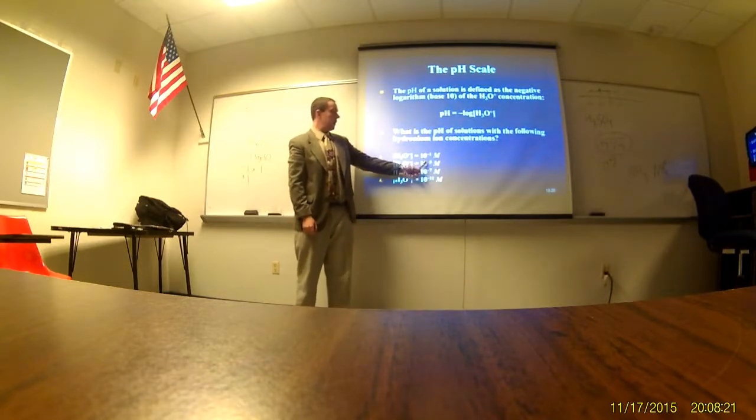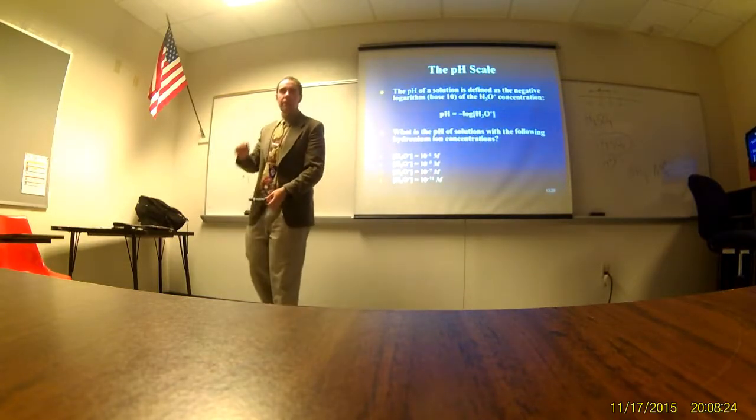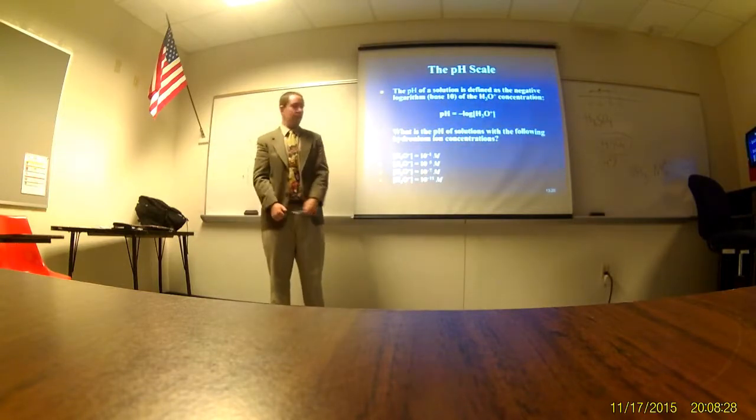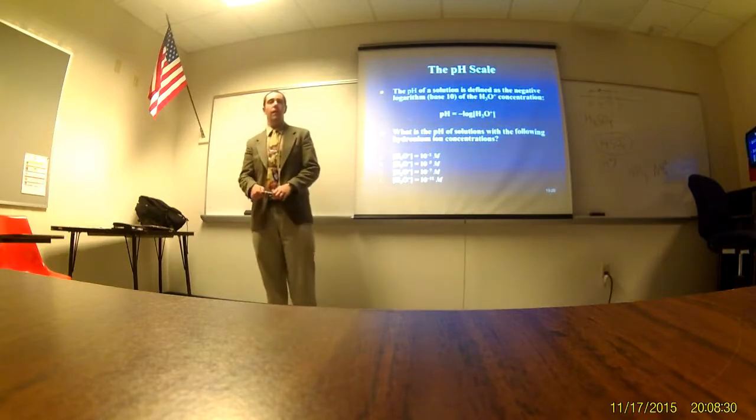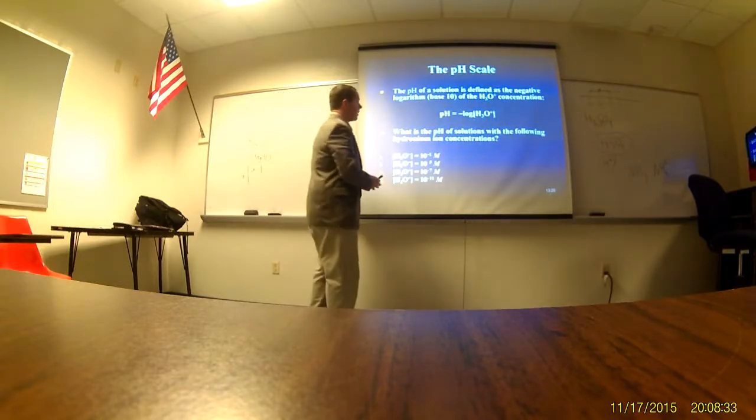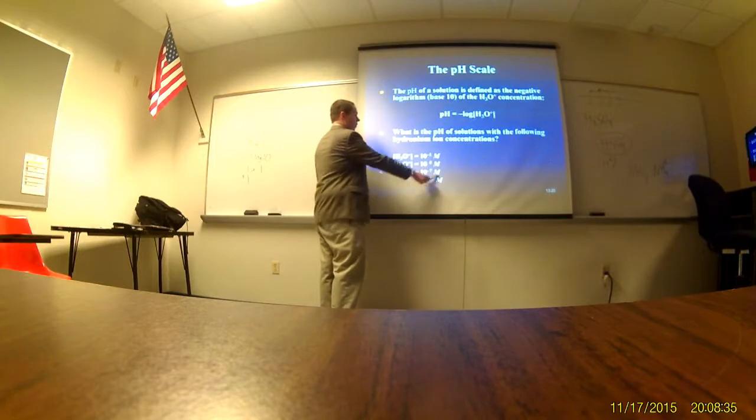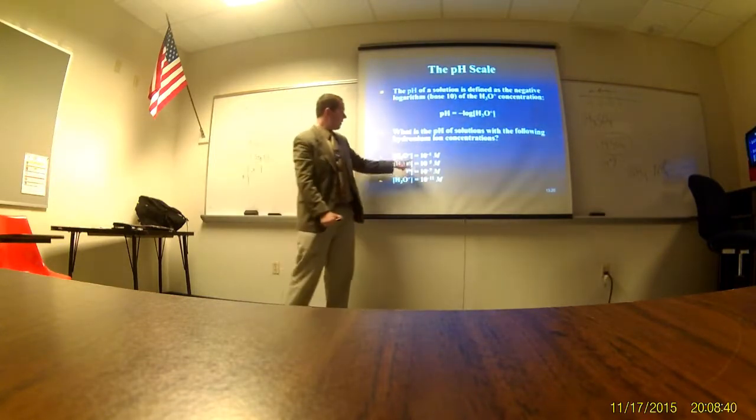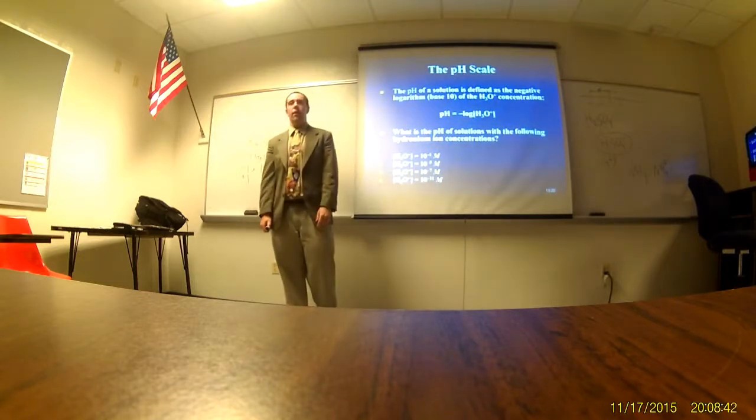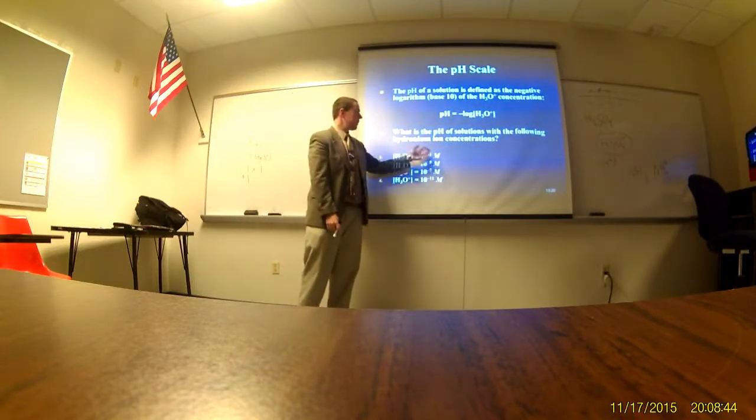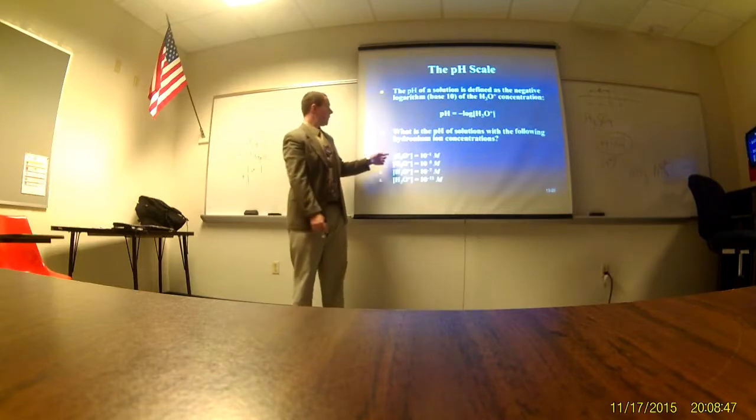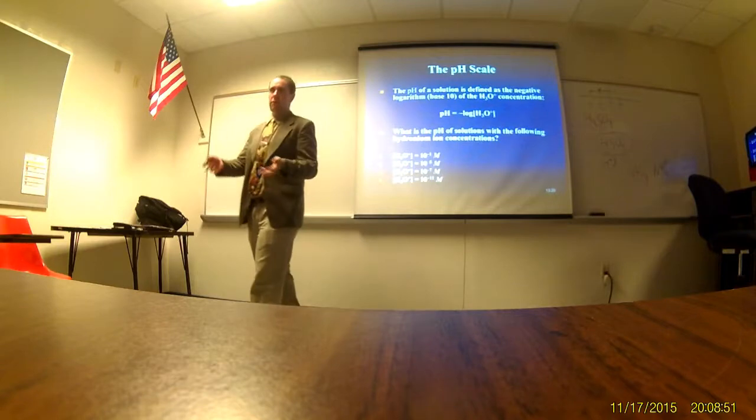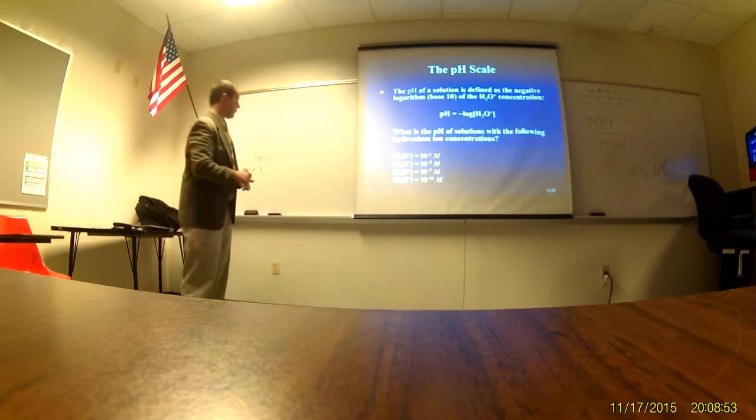So what is the negative log of 10 to the negative 5th? 5. Negative log of 10 to the negative 7? 7. And 11. So that is how you find pH. You have to have the H3O plus, take the negative log of it. The calculation is going to get a little more tricky if this was 3.8 times 10 to the negative 1.